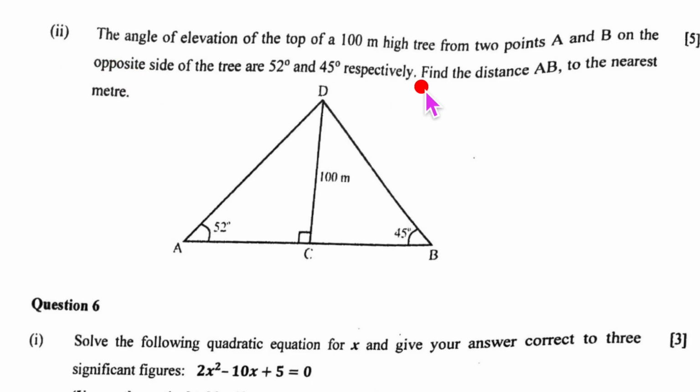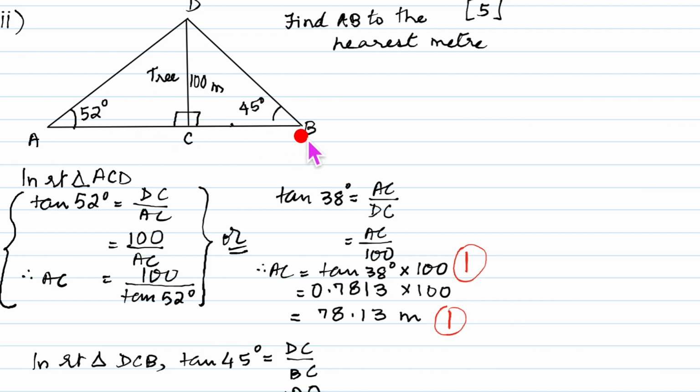Question 5, second part also is for 5 marks, and the diagram is given. The angle of elevation of the top of a 100-meter high tree from 2 points A and B on the opposite sides of the tree are 52 degrees and 45 degrees respectively. Find the distance AB to the nearest meter. We have to draw the diagram in our solution and write what is to be found out. AB is from here to here, like so.